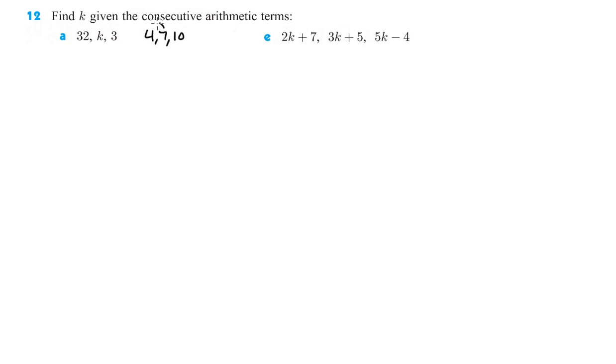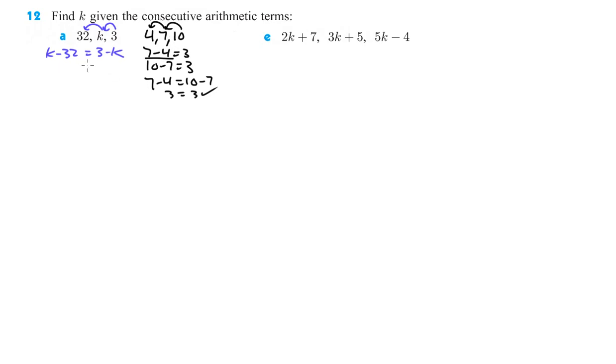What you can do is say, hey, look, 7 minus 4 gives us 3, and so does 10 minus 7. So then we can say, we know that 7 minus 4 is going to equal 10 minus 7, right? Because 3 is going to equal 3. We know that for sure. So we want to use that same idea here. We're going to go K minus 32 should equal 3 minus K.